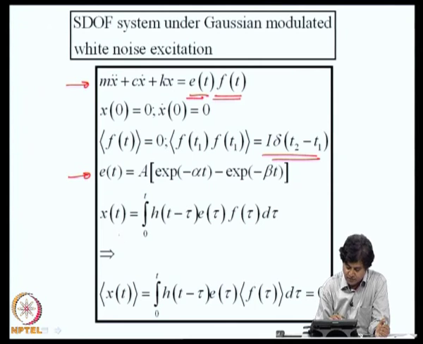Now, what is x of t? The system starts from rest, therefore, the Duhamel integral gives the complete solution. Therefore, this is integral 0 to t of h of t minus tau, E of tau, f of tau d tau. What is the expected value of x of t? You take expectation on both sides, E of t is deterministic. So, I get the expected value of x of t is integral 0 to t of h of t minus tau, E of tau, which is deterministic, therefore, it is outside the expectation operator, and we have the expected value of f of tau d tau equal to 0, because the expected value of f of tau is 0.